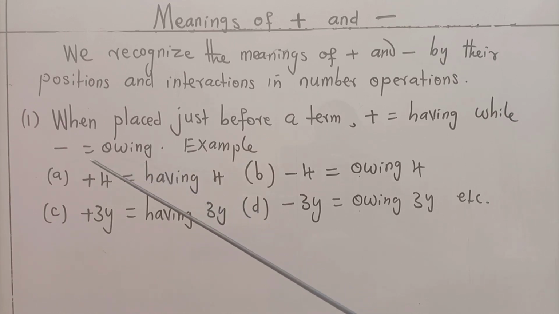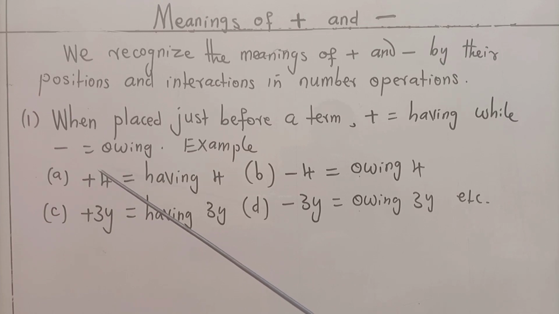See examples here. Number A: plus 4. You can see that nothing separates this 4 and this plus. If something separates them, a different meaning would come up. But here, plus 4 is an expression that has nothing separating the plus from the 4. Therefore, plus 4 means having 4. What about minus 4? Nothing separates this minus from this 4. Because of that, this minus means owing 4. If something had come to separate them, then a new meaning would have been applicable.